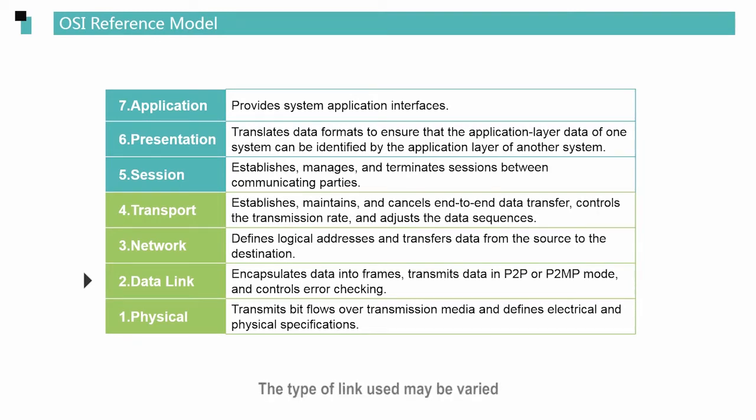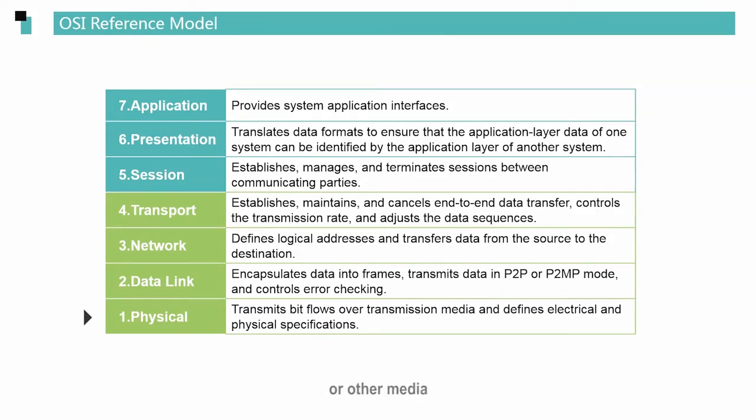The type of link used may be varied. Some are Ethernet links, some are frame relay links, some are PPP links. The Data Link Layer encapsulates data in frames, transmits it between individual nodes, performs error checks, and provides Layer 2 addressing. Finally, at the physical layer, data is transmitted in bit flows over twisted pair cables.